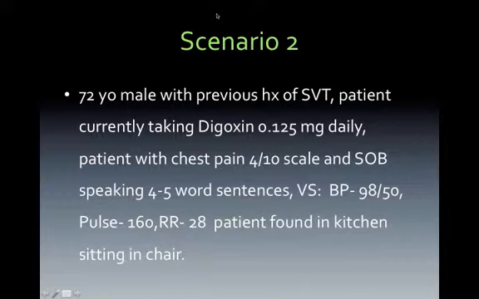Scenario 2. A 72-year-old male with previous history of SVT. Patient currently taking digoxin, 0.125 milligrams daily. Patient has chest pain, 4 on a 10 scale, and is short of breath, speaking 4 to 5 word sentences. Vital signs: blood pressure 98 over 50, pulse 160, respirations 22. Patient found in the kitchen, sitting in a chair.